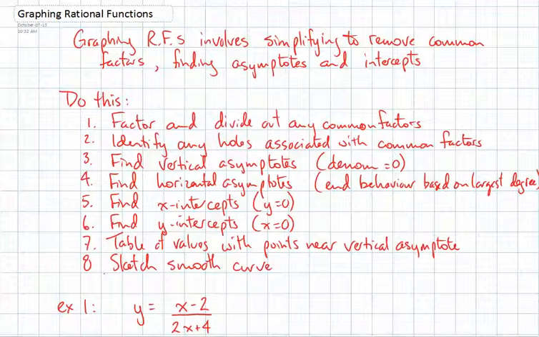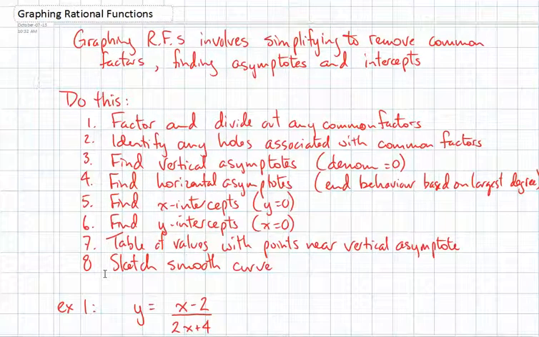First of all, you factor the rational function if it's capable of being factored. Divide out any common factors that exist if possible. Next, identify holes which would be associated with common factors. That'll be clear in an example I'm going to give you in a moment. Third, find vertical asymptotes by setting the denominator to 0.